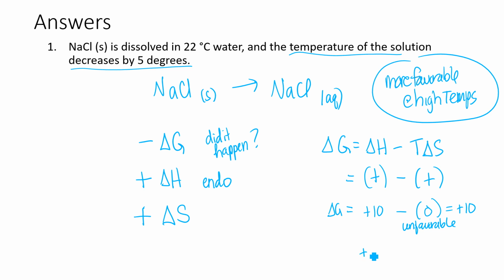Well, now let's pick a high temperature. Let's say the temperature is a really big number, let's say it's 1,000. Then notice how in this case, your delta G is going to be very, very negative, like negative 990. So plugging in these numbers can help us see the impact of temperature. The higher the temperature, the more negative the delta G is going to be. So this is going to be more favorable at high temperatures.